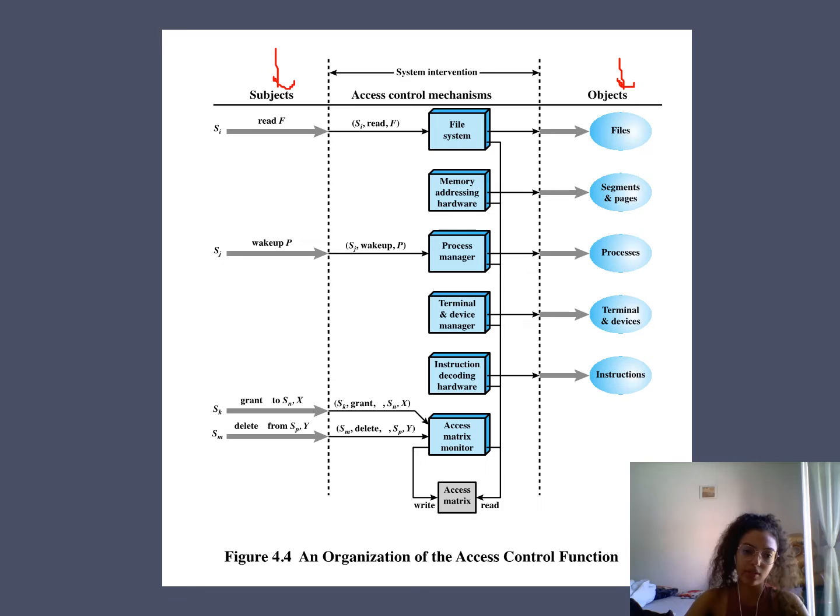Certain subjects have the authority to make specific changes to the access matrix. A request to modify the access matrix is treated as an access to a matrix, with the individual entries in the matrix treated as objects. Such accesses are mediated by an access matrix controller, which controls the updates to the matrix.